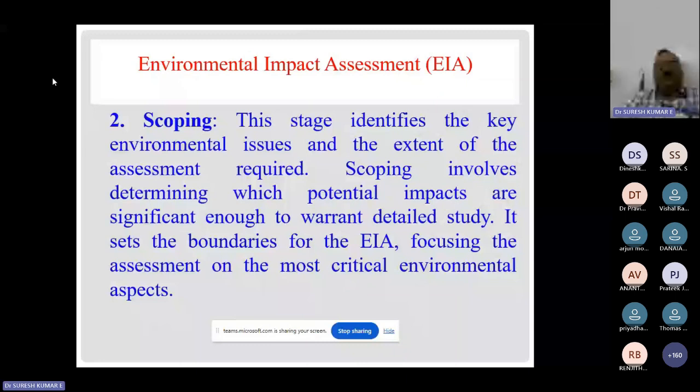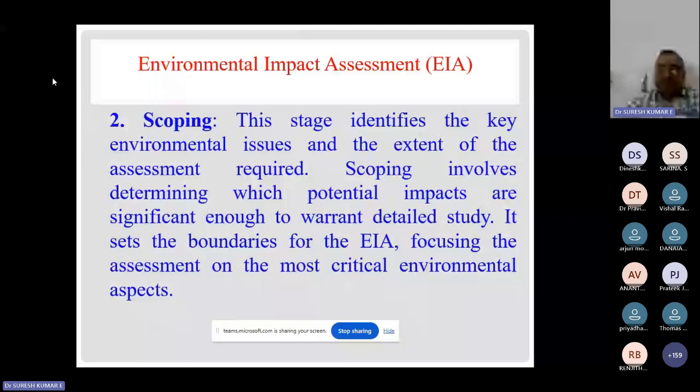That is in this stage. So first stage qualified, and it comes to the second stage, the key environmental issues and the extent of the assessment required. Scoping involves determining which potential impacts are significant. Which are significant? Where it is affecting the birds, where it is affecting animals, or what is the impact?